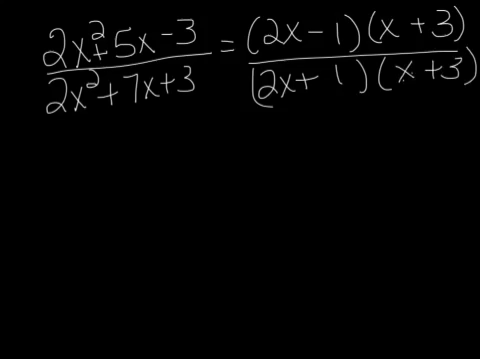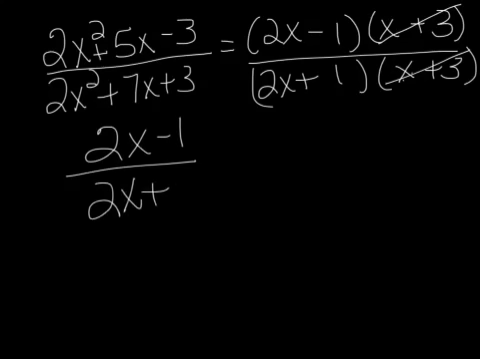Check to make sure my factoring is correct. I have an x plus 3 on top and an x plus 3 on bottom. So my final answer is 2x minus 1 over 2x plus 1. Can't cancel it. The signs are not opposite. Okay, the next one.